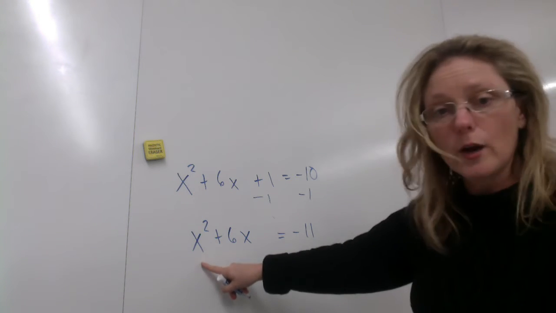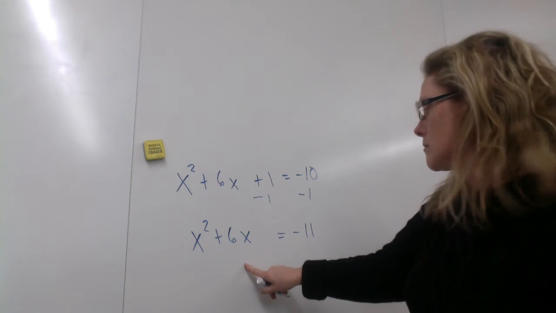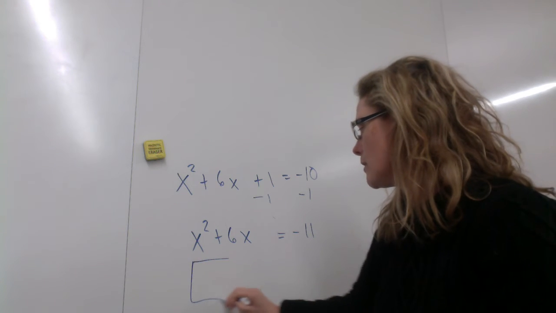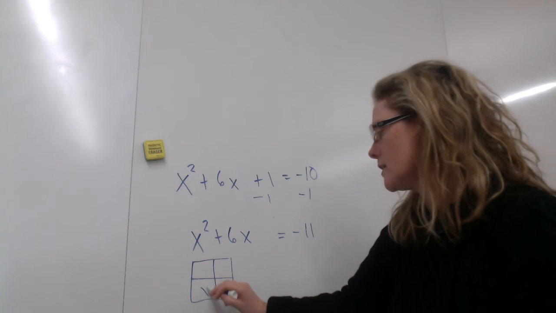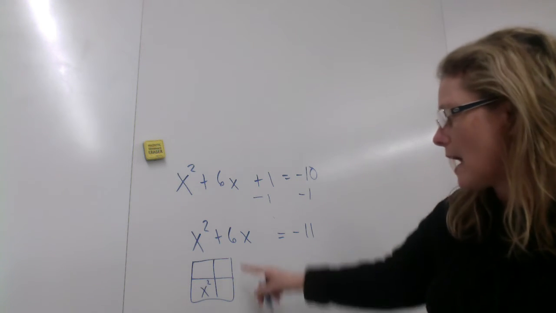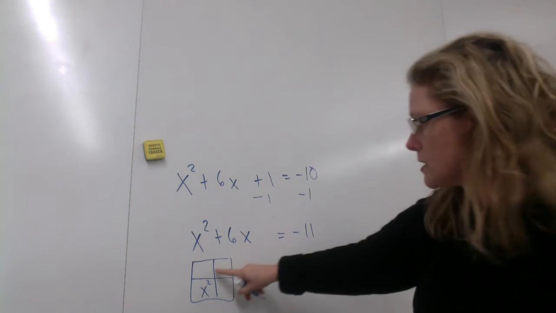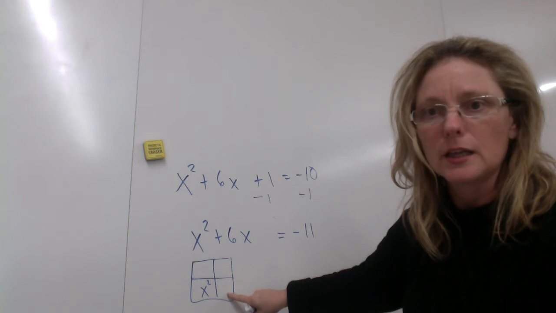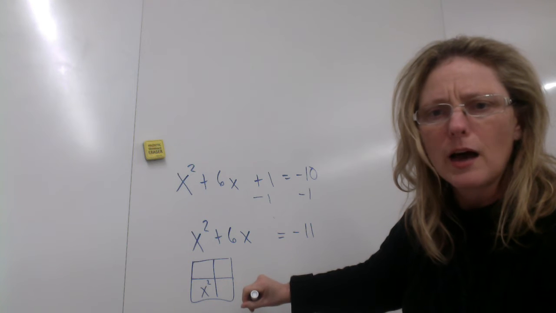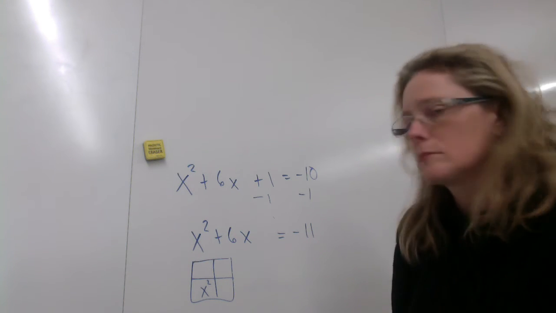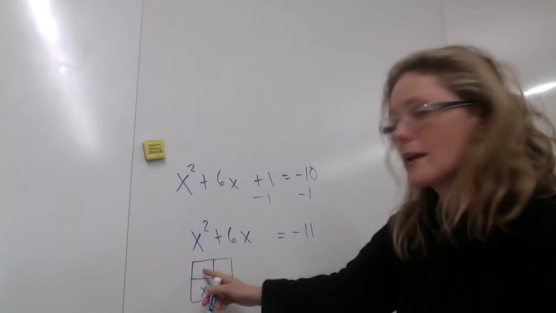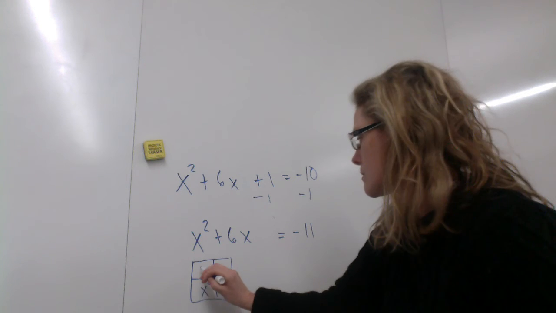So I have an x squared and I have a 6x. So I'm going to go ahead using my area model again. Okay, I'm going to put my x squared here. But now that 6x has to get divvied up evenly. How about Jorge? What would it be? Okay, it looks like, yeah, Jorge's right. It's going to be 3x and 3x.